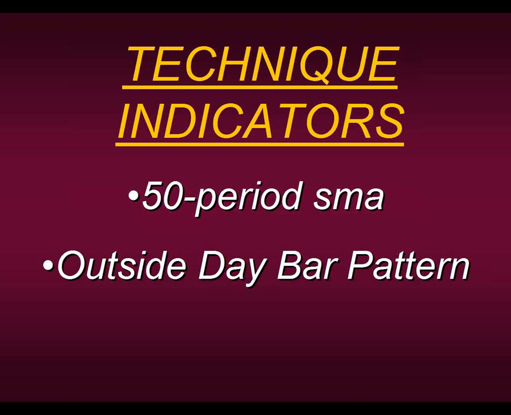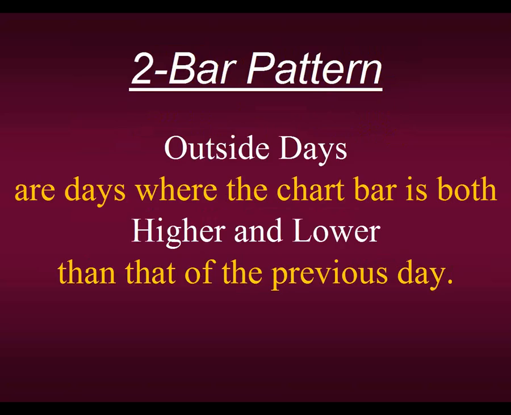So just plot a 50-period simple moving average, and then we're looking for a specific pattern along with that 50-period simple moving average, and that's an outside day bar pattern, okay? That specifically is a 2-bar pattern. And for those of you who aren't familiar with what an outside day bar pattern is, let me show you a real simplified example of what it looks like.